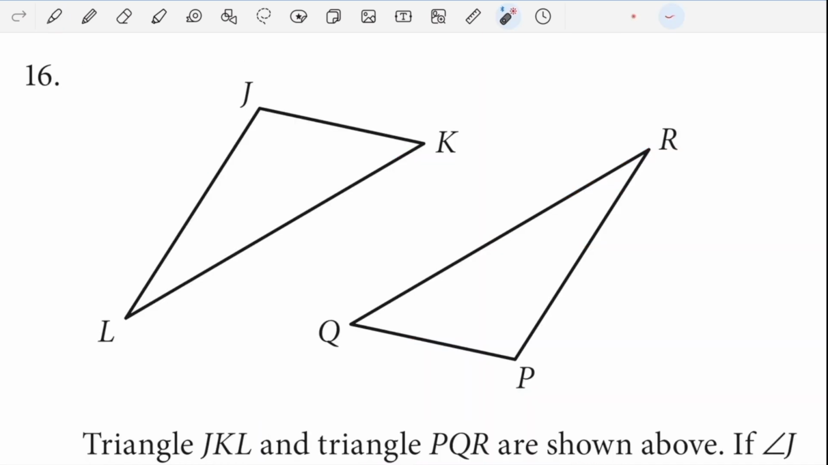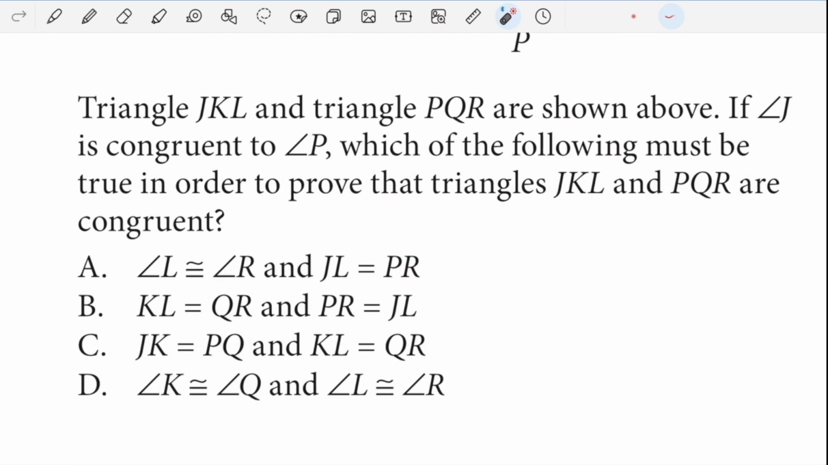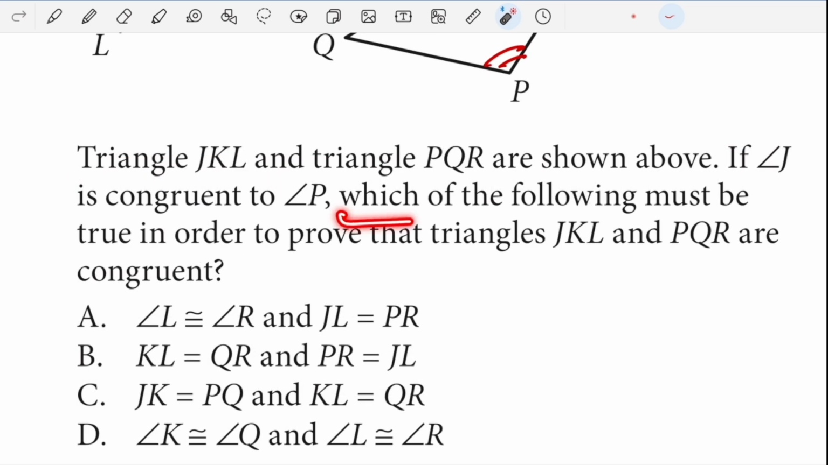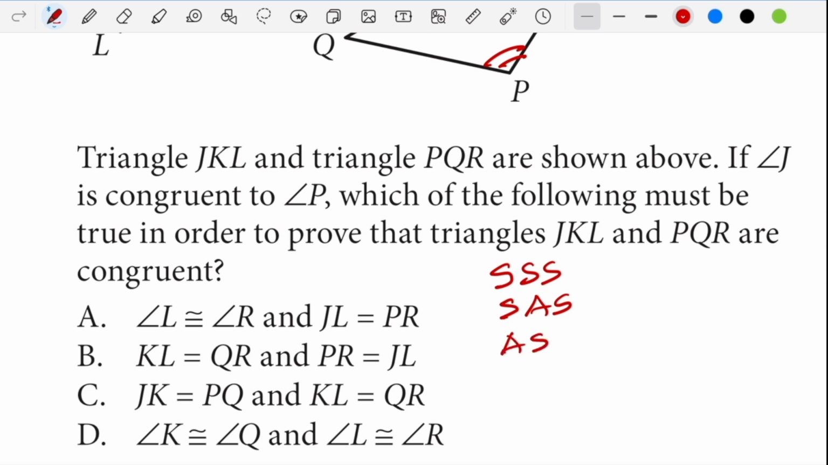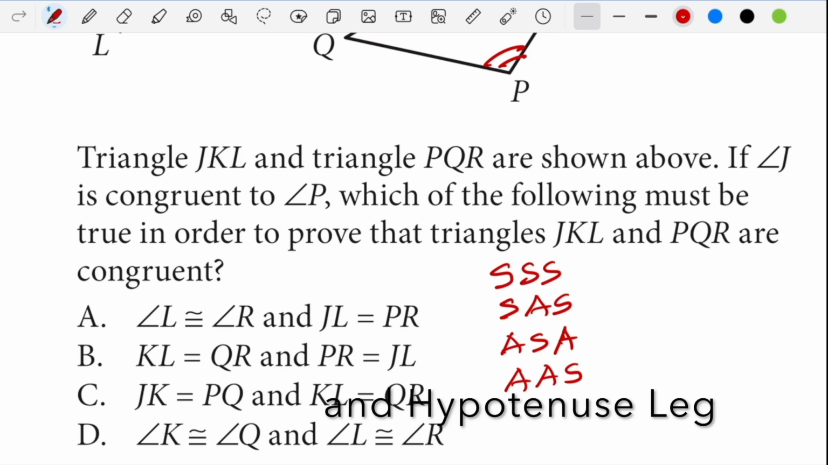Next. 16, they give me two triangles. Okay, let's read. Triangle JKL and triangle PQR are shown above. Angle J is congruent to angle P. They're saying, which of the following must be true in order to prove triangle JKL congruent to triangle PQR? So guys, let's talk a little bit real quick here. When proving two triangles congruent, you can do side, side, side, side, angle, side, angle, side, angle, okay, or angle, angle, side. Those are the theorems to prove two triangles congruent.